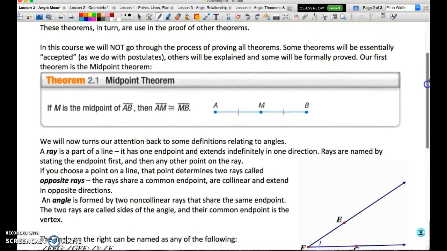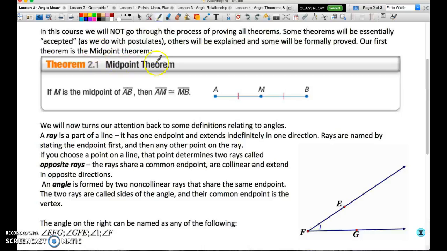Okay, so I'm going to move to the first of our theorems. We are in fact not going to prove this. It is, at least to me, more like a postulate because it's somewhat self-evident, and so we are not going to formally prove all of our theorems. Some we'll just do by explanation, some we'll treat as postulates, and some we'll prove formally.